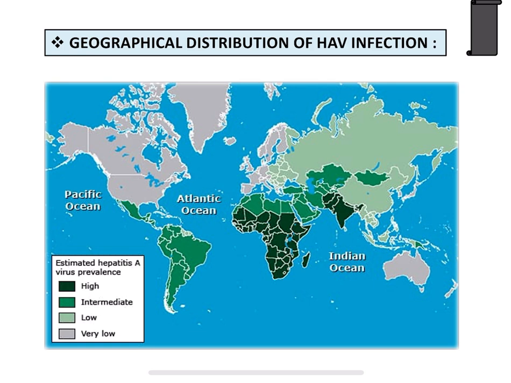Geographical areas can be categorized as having high, intermediate, low, very low levels of hepatitis A infection. Areas with high levels of infection are the developing countries having poor sanitary conditions and poor hygiene practice. Most children, 90% of the children, have been affected with hepatitis A virus before the age of 10 years. Is it clear? High infection is seen in developing countries.